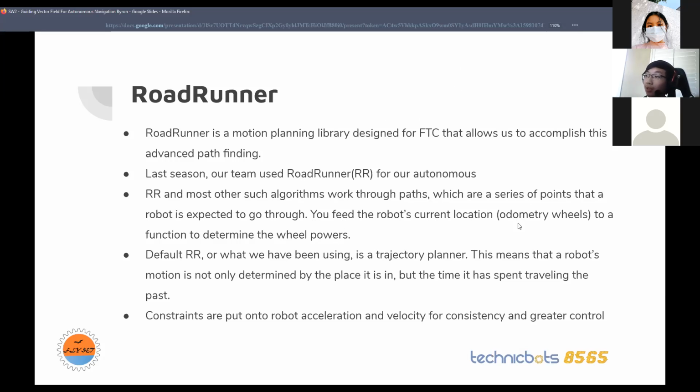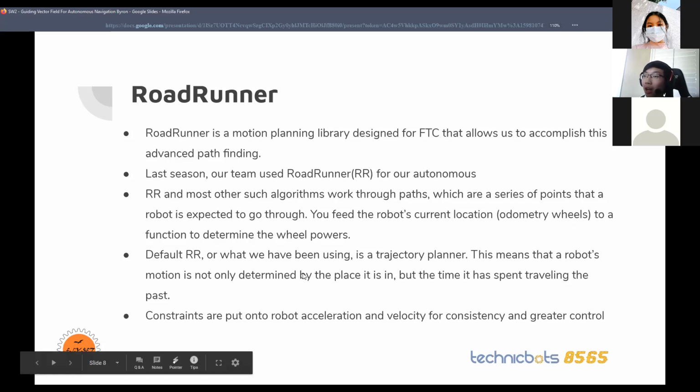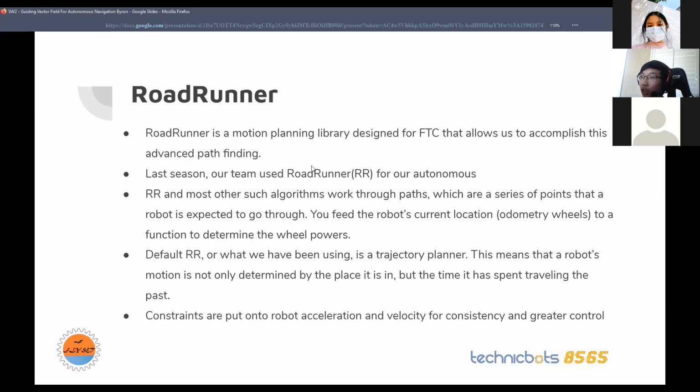You feed in the robot's location, which you usually get through odometry wheels, through a function to determine the wheel powers, and then the robot just drives to your location. This works through trajectories, which are time and location based. The robot determines a motion profile, so you determine exactly where you want to be, and the velocity and acceleration at every point, and then you just follow it. And then we put constraints onto acceleration and velocity for consistency and greater control.